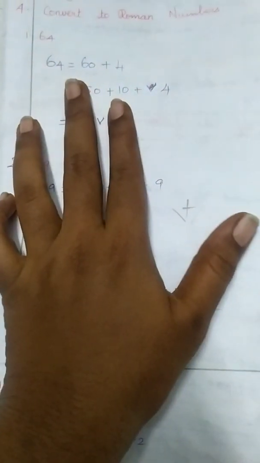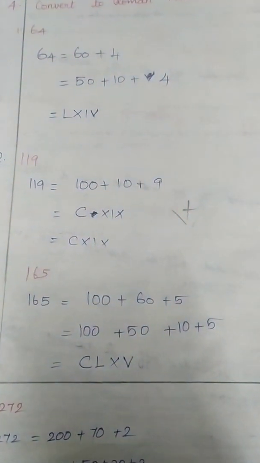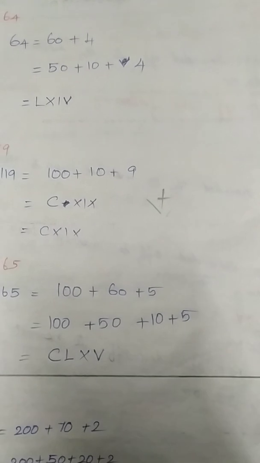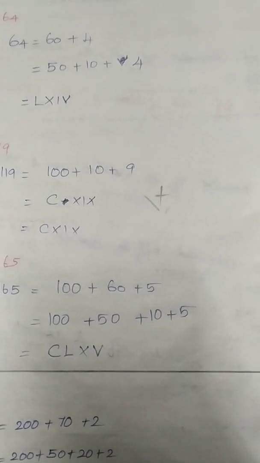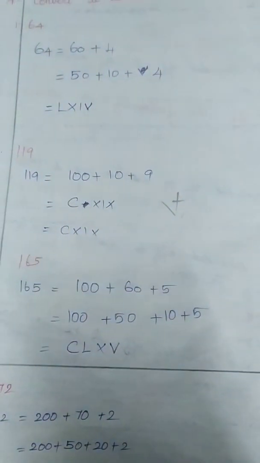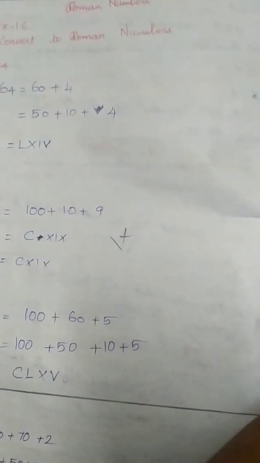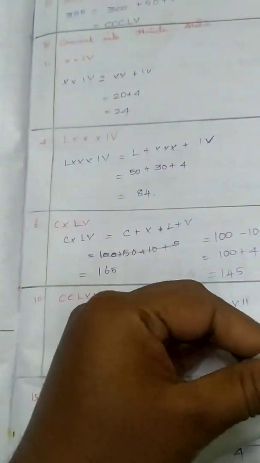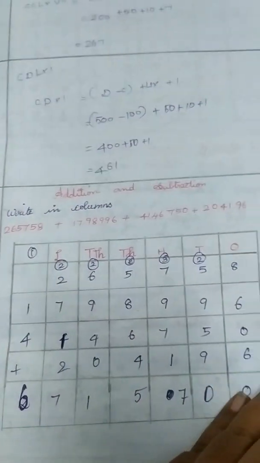If you remember this, then it will be easy for you to write the Roman numbers. 64. How will you write? You will be writing 60 plus 4. Then 60 can be split as 50 and 10. 50 you can note as L and 10 as X, and 4 as IV. This is one model.